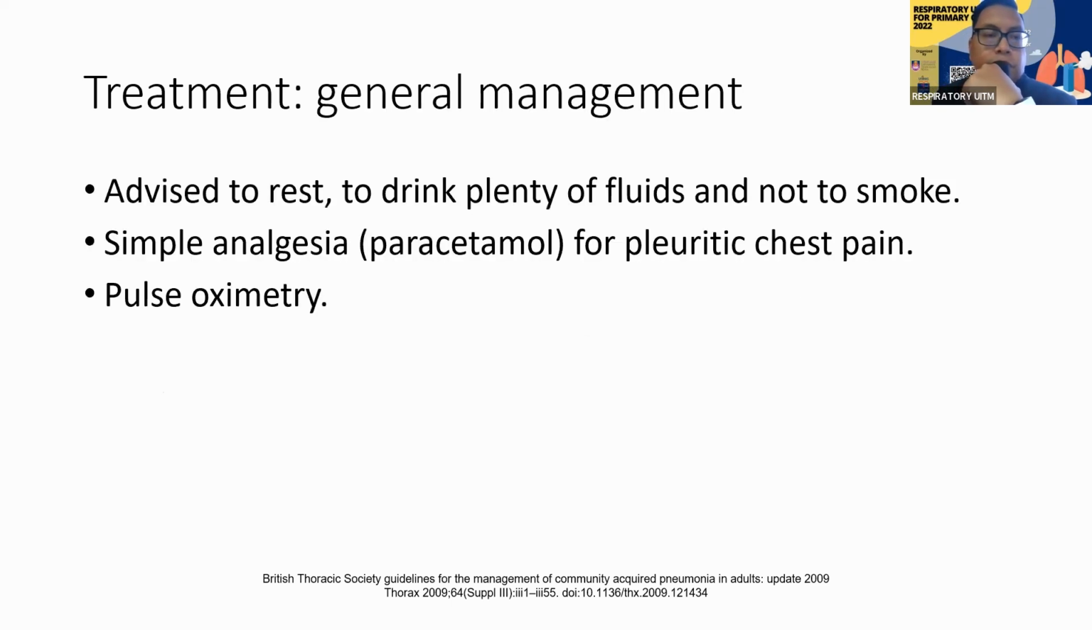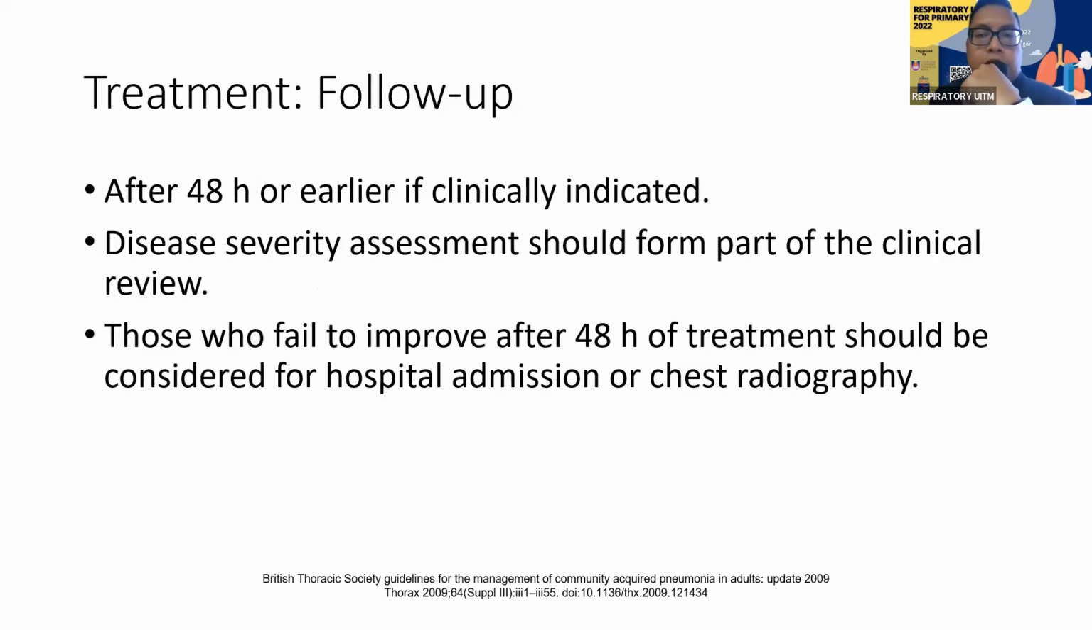In addition to antibiotics, you should advise patients to have good rest, drink plenty of fluids, and not smoke. Paracetamol or simple analgesia should be used to treat pleuritic chest pain, and do advise your patient to have a pulse oximeter to monitor the oxygen level. Please review your patient after 48 hours of treatment or earlier if clinically indicated.